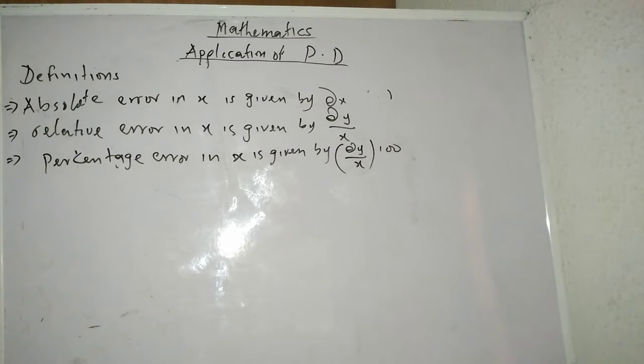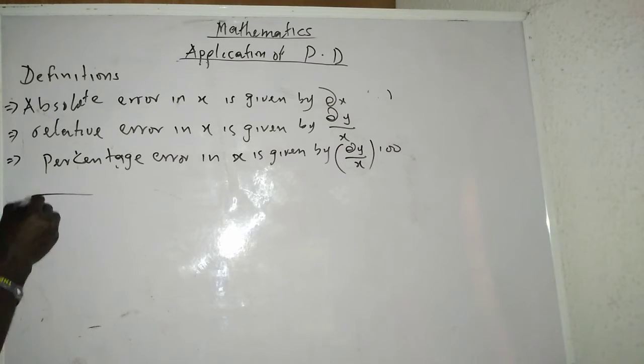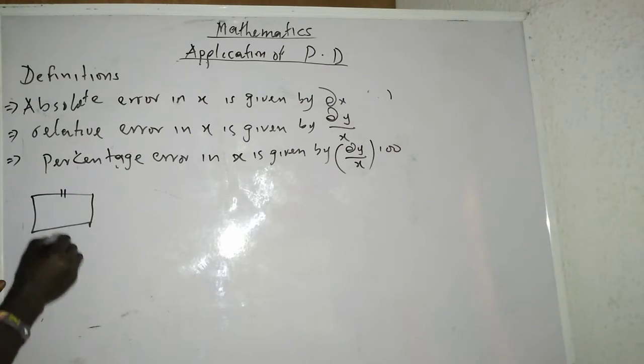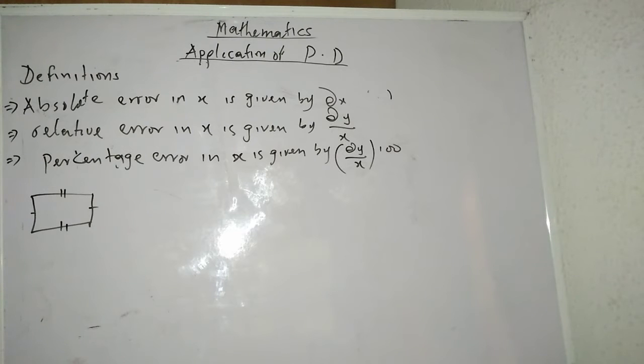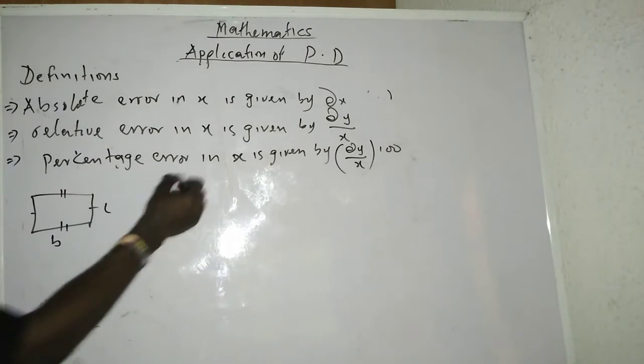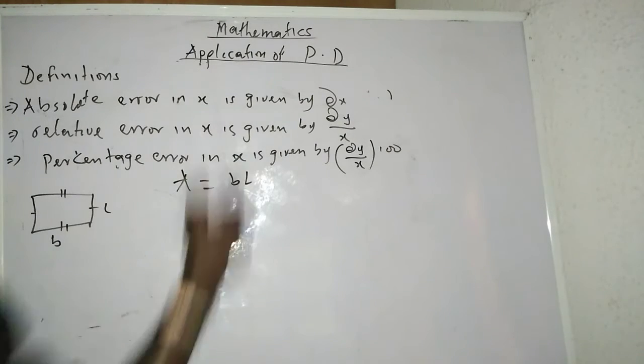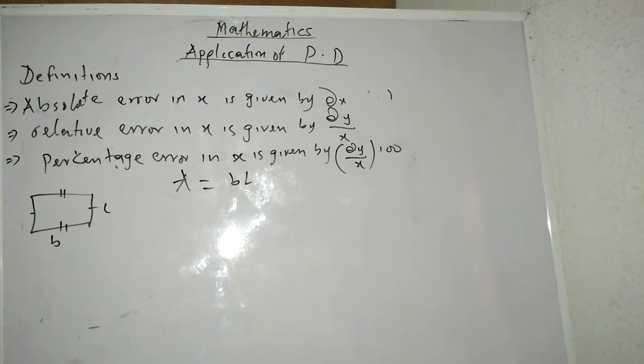Now, let me try to apply this to a real life situation. For instance, I'm given a rectangle. This is my rectangle. These two sides are equal. Now, I have my length and I have my breadth. Please don't forget that increase is plus, decrease is minus. Now, my area is always equals to breadth times length.